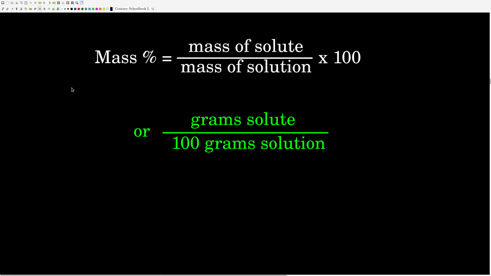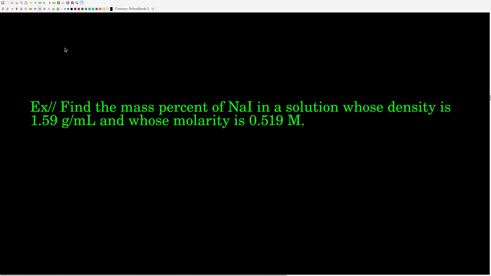Mass percent is defined as the mass of the solute over the mass of the solution times 100. Another way of writing this is taking the grams of the solute, it has to be grams actually, per 100 grams of solution. These are equivalent, but you'll use one form or the other depending upon what's easier for you. So let's do an example.